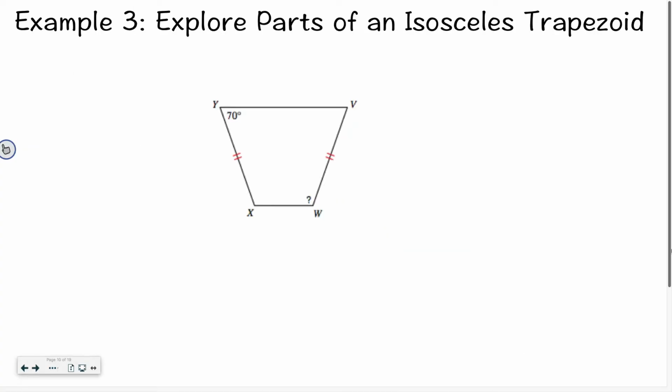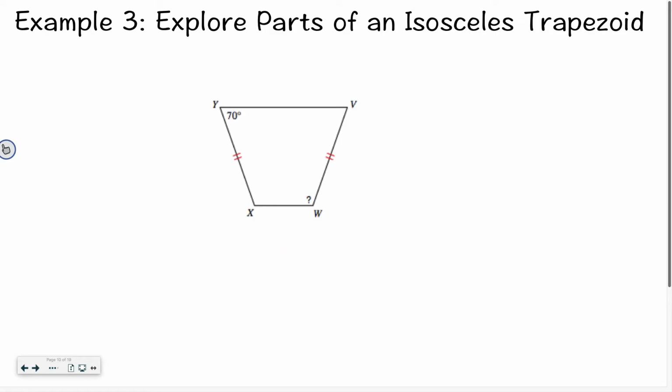help you. All right, for example 3, we are going to explore the parts of an isosceles trapezoid. So for an isosceles trapezoid, remember, first of all, isosceles means that you have two congruent sides. So we have that here. They're marked with the red dashes. And then a trapezoid is like a triangle that has had its top cut off. So like if we look, I could turn that into a triangle if I had added that top there.